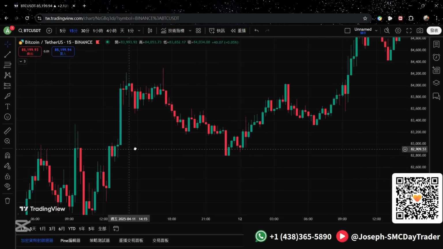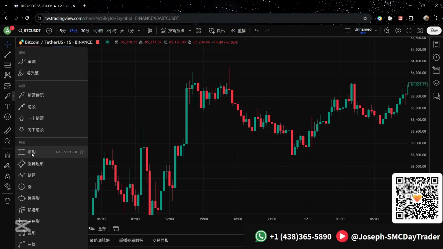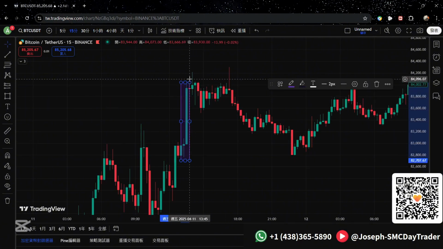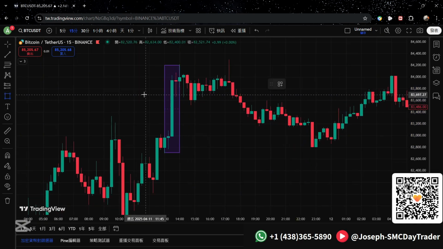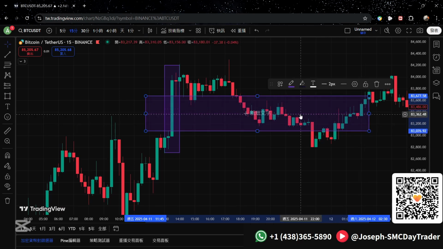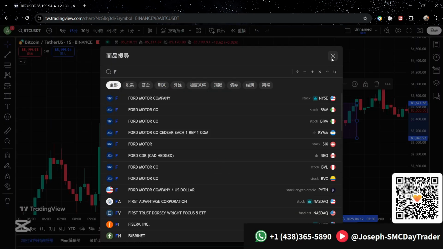Let's take an example to show what a fair value gap is, in case someone doesn't understand. There are 3 candles here: 1, 2, 3. Between these 3 candles, you can see the price pushing up immediately and leaving a price area here that is not touched by any shadow or any candle. This we call a fair value gap.